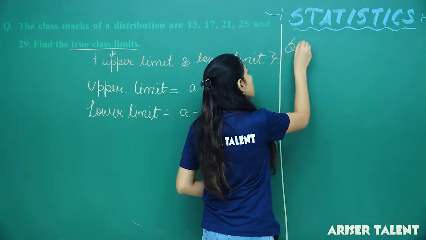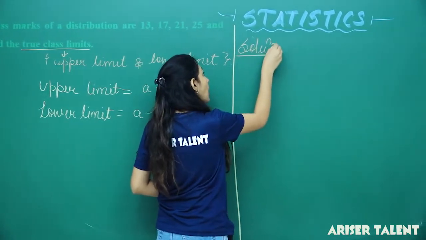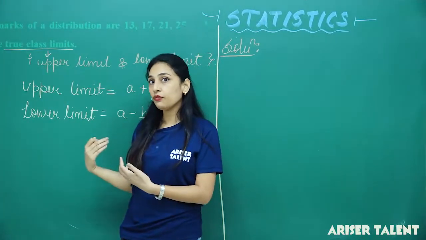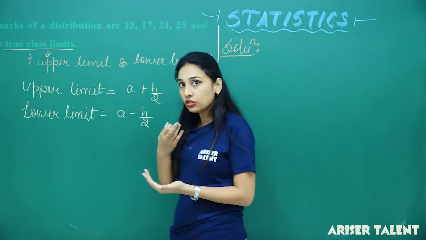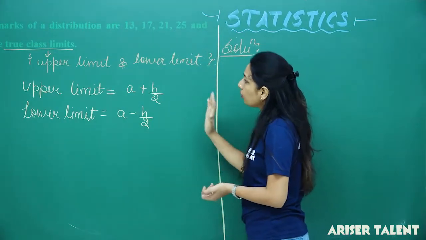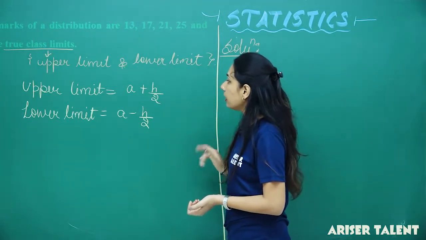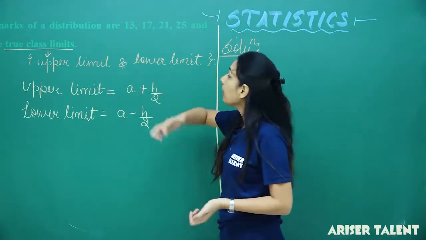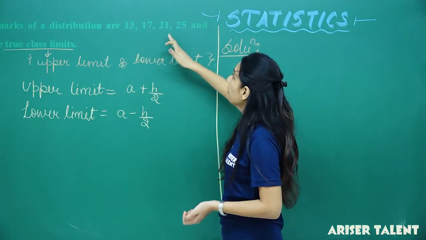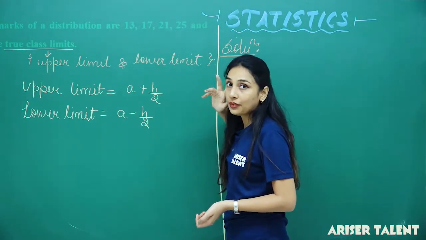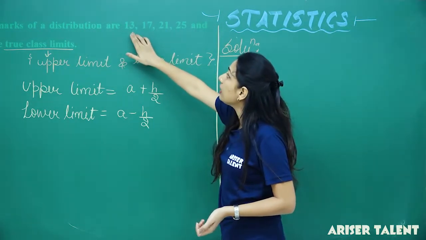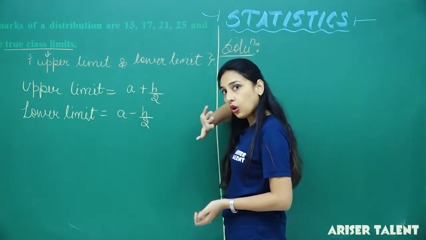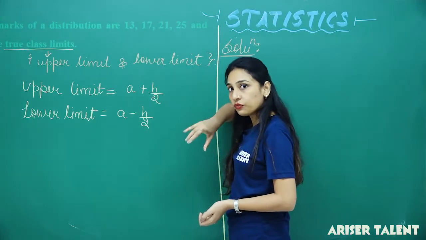Now we will talk about the solution part. How are we going to find the values of A and H? We are going to use them in the formula, so we have to find them first. We know that the value of H is constant, but the value of A will vary in the case of 13, 17, 21, 25 and 29 each time. The value of A will be respectively 13, 17, 21, 25 and 29, but the value of H will be constant. So, we have to work for H only.